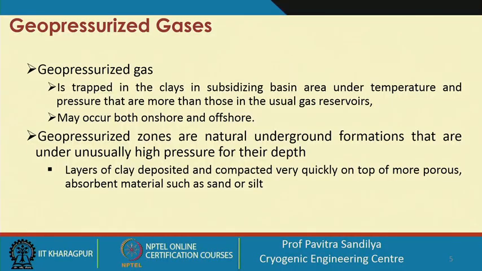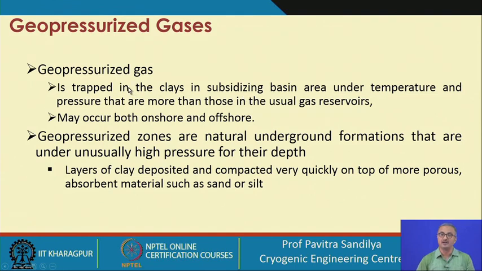In this kind of formation, in this subsiding basin, this kind of gas is trapped. It is called geopressurized, where geo means the geological pressure. This kind of thing may happen both onshore and offshore. Onshore means on the land, and offshore means in the sea. So in both sea and on land, this type of gas may occur, and these geopressurized zones are naturally underground formations. Naturally, because if you want geological pressure to be applied, they have to be at sufficient depth under the earth. This sufficient depth may be onshore or offshore.